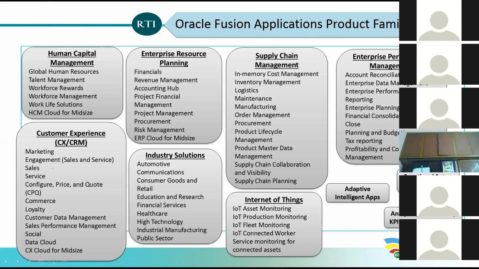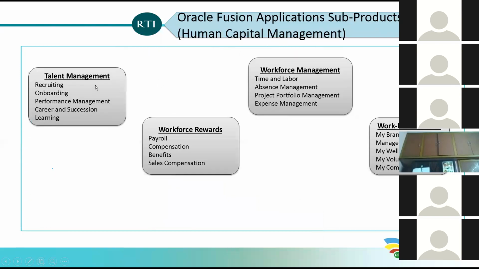And analytics, dashboards, KPIs, all these things come under OTBI reporting. The extensibility framework comes under customization, which we are going to learn about too. And every module, for example human capital management, has talent management, workforce rewards, workforce management, and work-life solutions. Every module has sub-modules. Talent management has recruiting, onboarding, performance, and career learning. I'm going to cover workforce rewards in detail in the next session. When I talk about the HCM overview, I'll talk about each and every module and their sub-modules too, including workforce management and work-life solutions. These are all the sub-modules offered out of HCM.